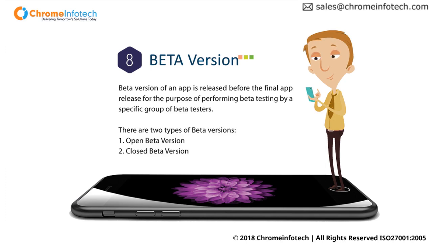Step 8. Beta version. Beta version of an app is released before the final app release for the purpose of performing beta testing by a specific group of beta testers. There are 2 types of beta versions. 1. Open beta version. 2. Closed beta version.